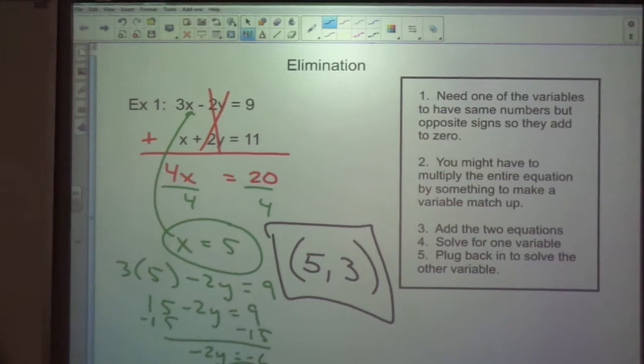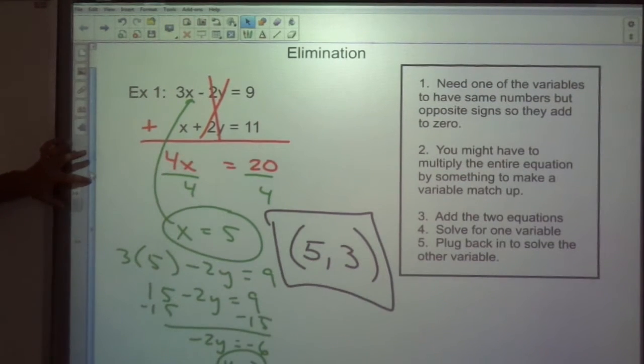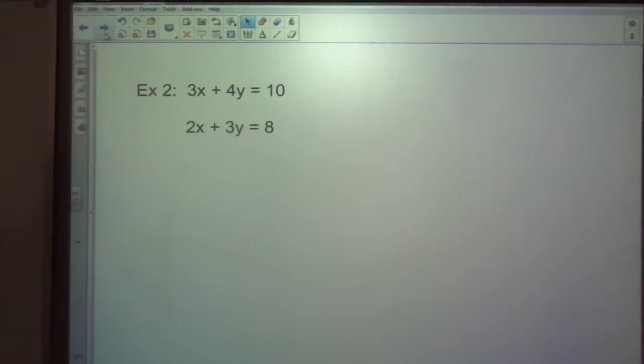Okay? There's the first example. Second example, I'll scroll down here a little bit. Oops, it's on my next one here.